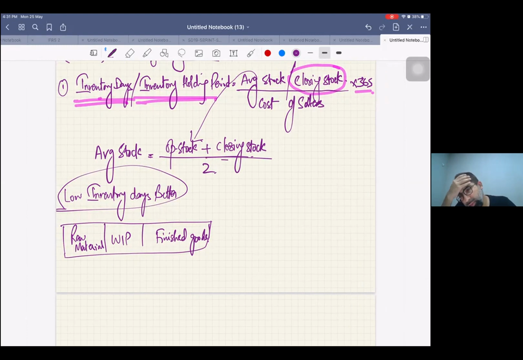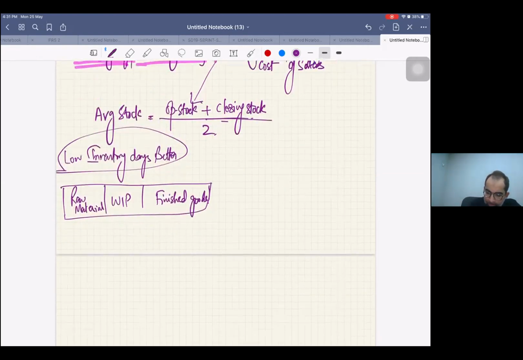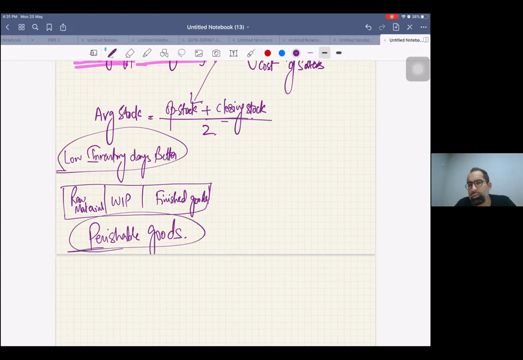Now, one very easy question: there are some businesses for which inventory days must be very low. You don't have any option, because if inventory days for those businesses are higher, your business will be finished. Your business will wind up soon. And that is for perishable goods. Example: food items. If you have high inventory days for food items or perishable goods, you will be in extreme loss, right?